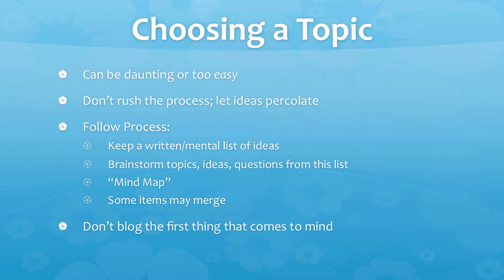So choosing a topic can either be really daunting or it can be too easy. And if you are on either end of this, you need to question where you're at. It can be daunting in that you're like, oh my God, there are so many things to write about, and I don't know where to start. I don't know how to organize my information. And then on the other side, it could be too easy, like, oh, I want to write about seeds. Let's write about seeds, and then there's no more thought that goes into it. So both of those are bad.